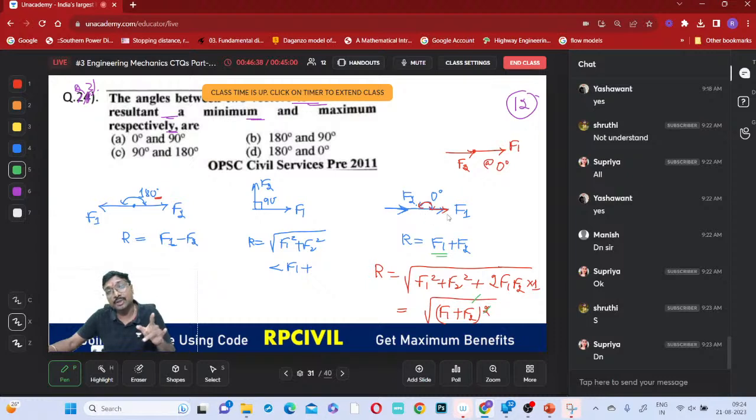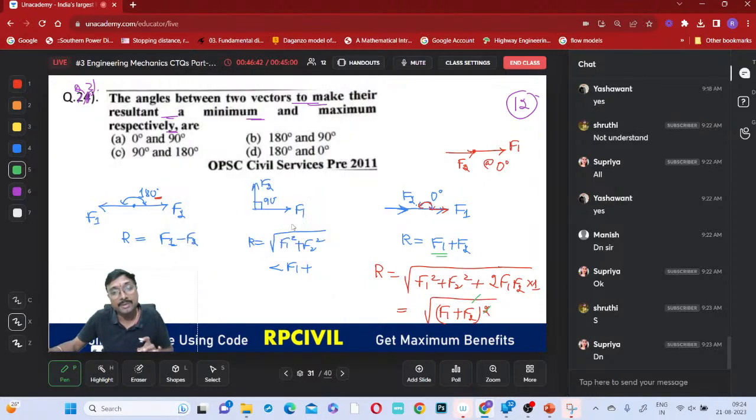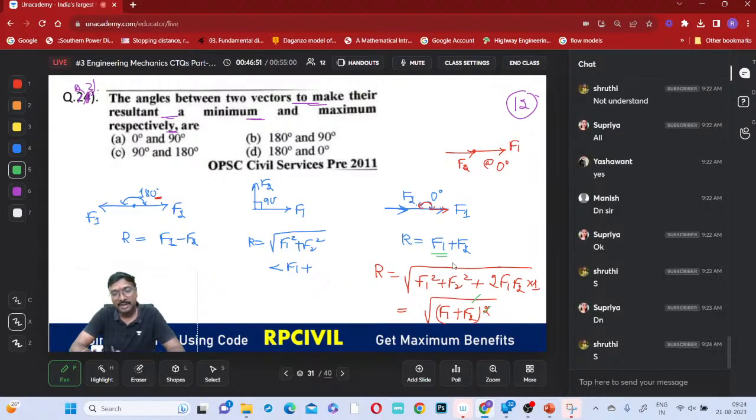So when the angle between the two forces is 0 degrees, the resultant will be F1 plus F2. Is that clear now? Yes?